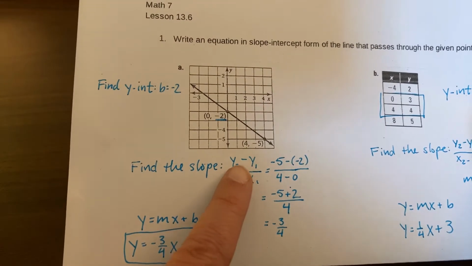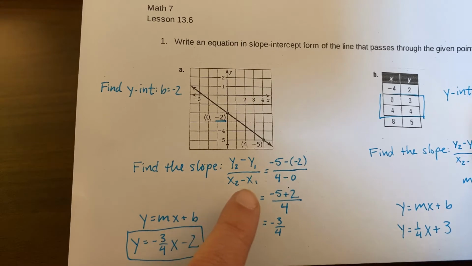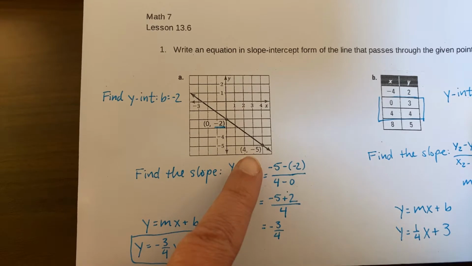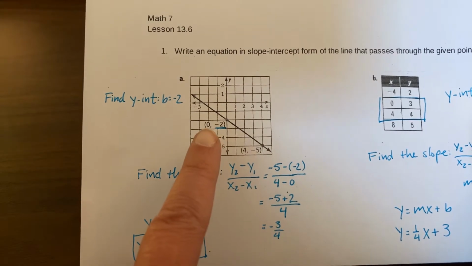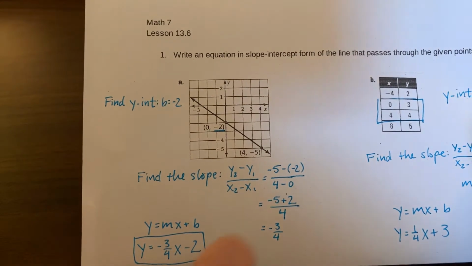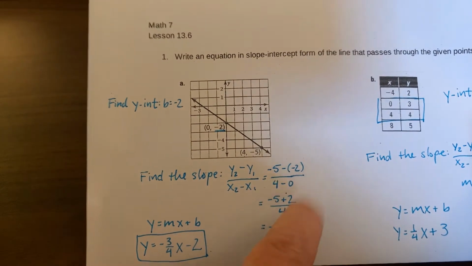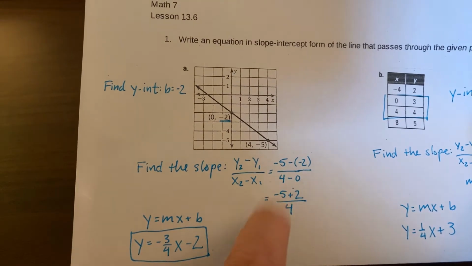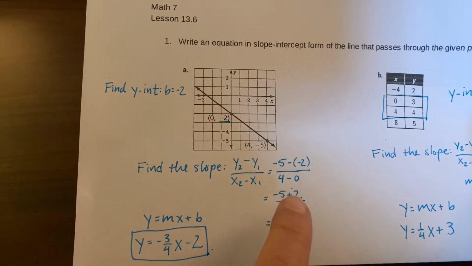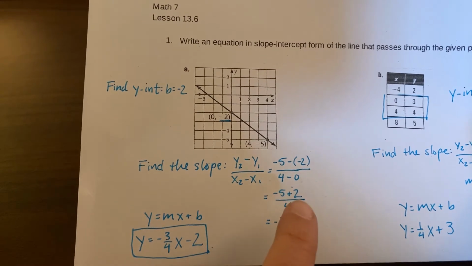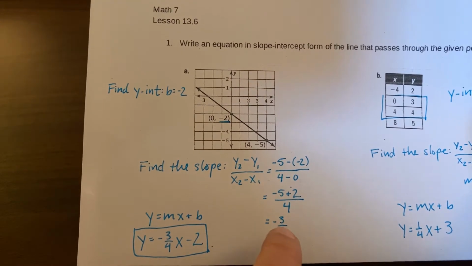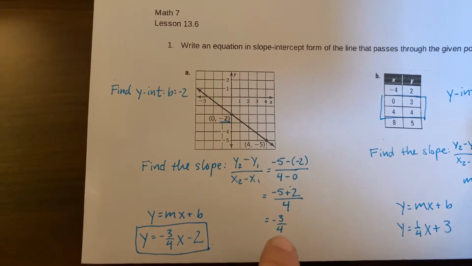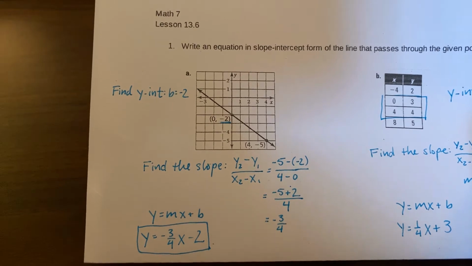Remember, slope is found by doing y2 minus y1 over x2 minus x1. I'm going to use this point as my x2, y2, and this one as my x1, y1. So I'll do negative 5 minus negative 2 over 4 minus 0. Minus a negative is like addition, so it's negative 5 plus 2, which would be negative 3, and 4 minus 0 is 4. And so your slope is negative 3/4.